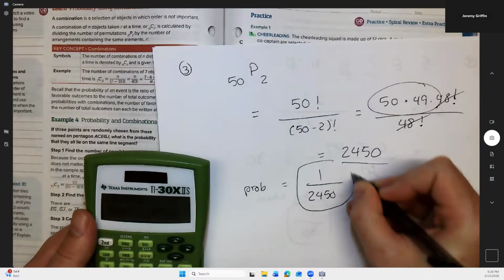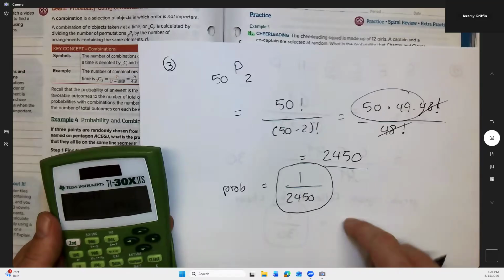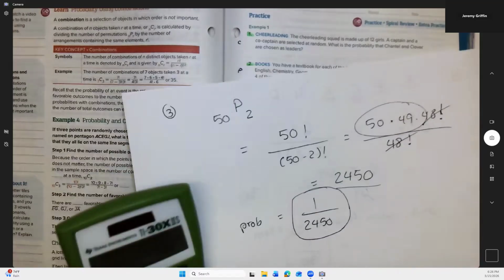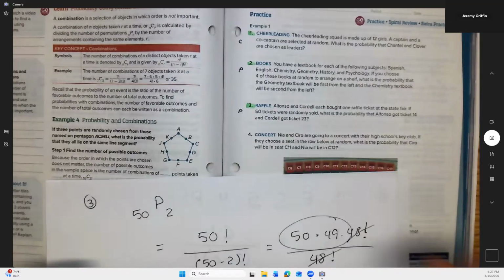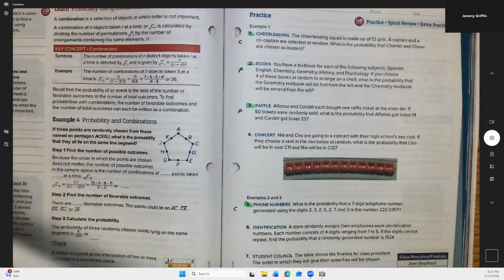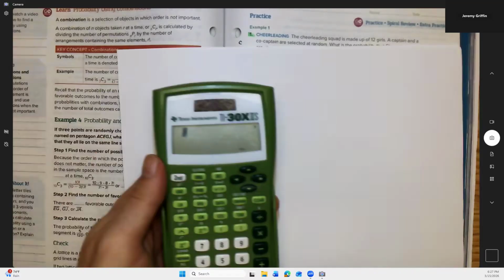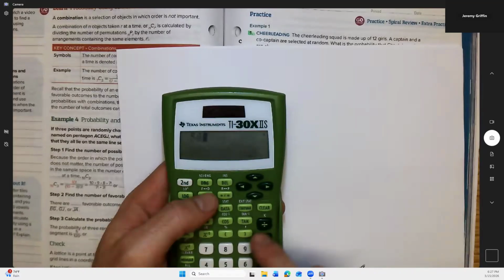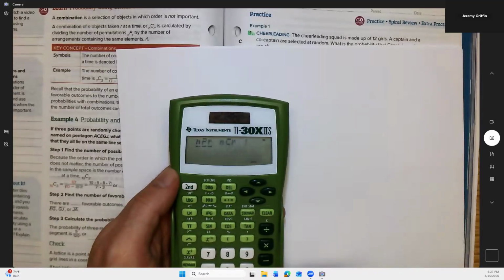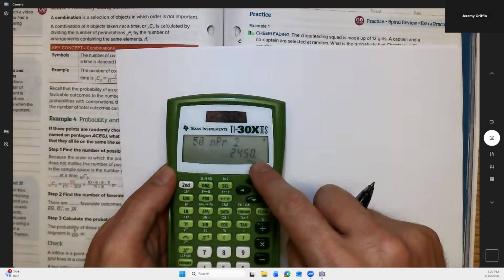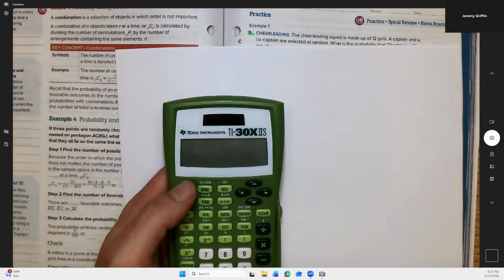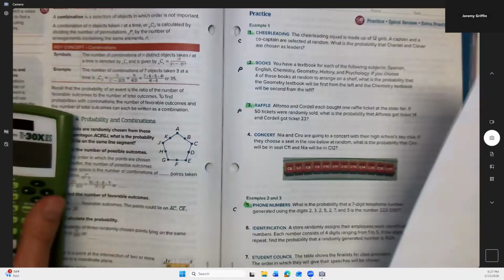Yeah, and the teacher's guide off to the side says that's the answer, so good there. And so that was also permutations because we care about the order. Oh, and here, I should show you guys one more thing too, because you can do it this way. You do 50, and then pair B, do nPr, and then 2, and it'll tell you again the number of possible permutations.